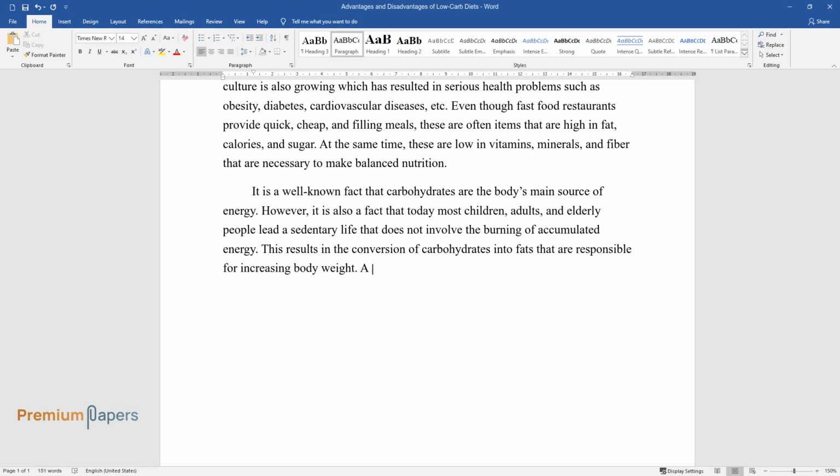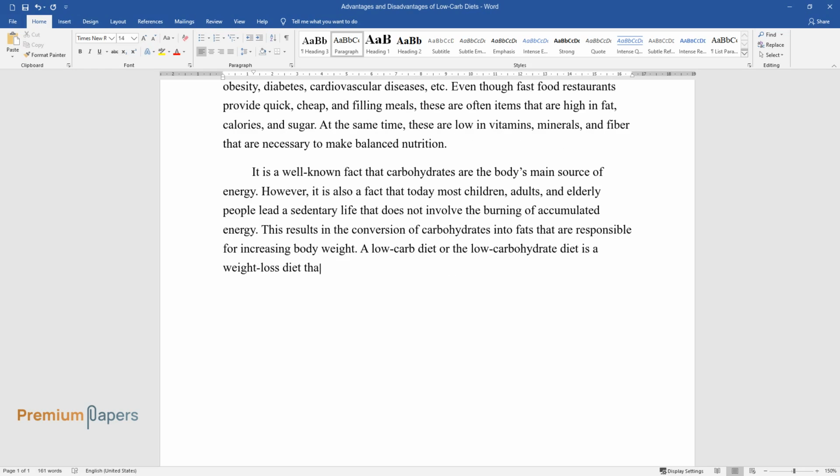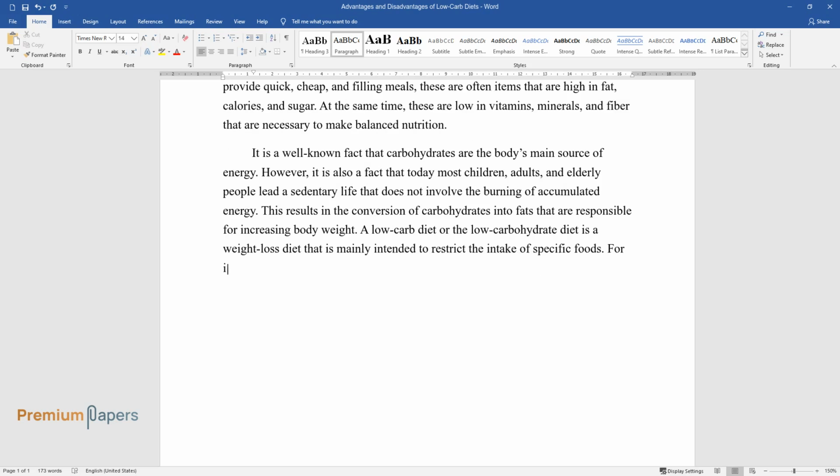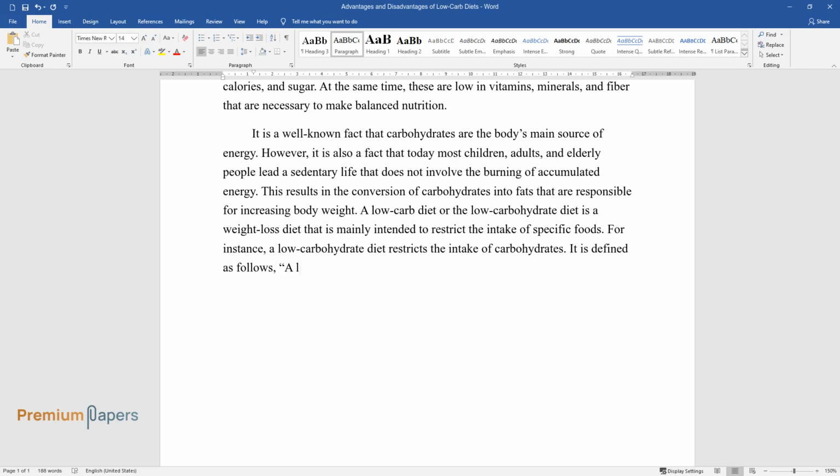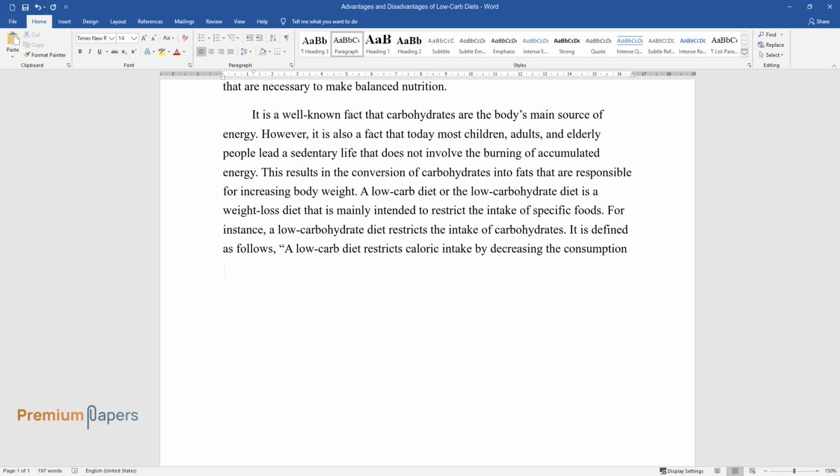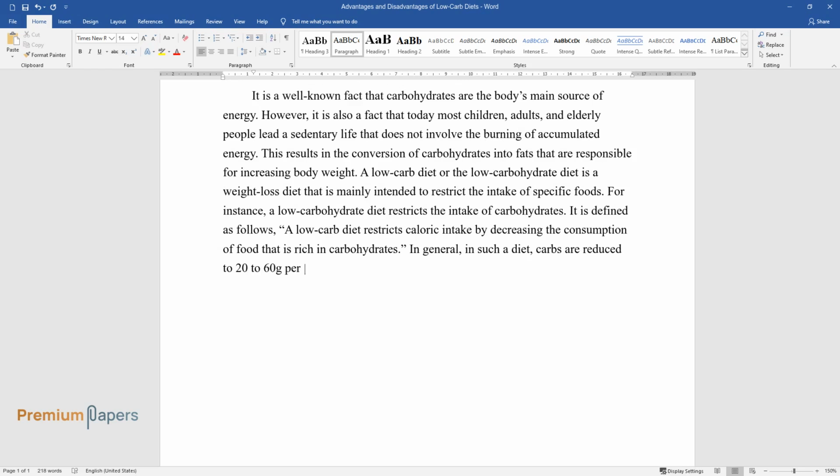A low-carb diet or the low-carbohydrate diet is a weight loss diet that is mainly intended to restrict the intake of specific foods. For instance, a low-carbohydrate diet restricts the intake of carbohydrates. It is defined as follows: a low-carb diet restricts caloric intake by decreasing the consumption of food that is rich in carbohydrates. In general, in such a diet, carbs are reduced to 20 to 60 grams per day, and the intake of protein and fat is increased to balance the calorie intake.